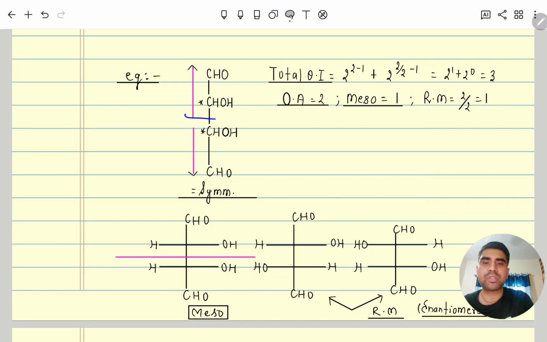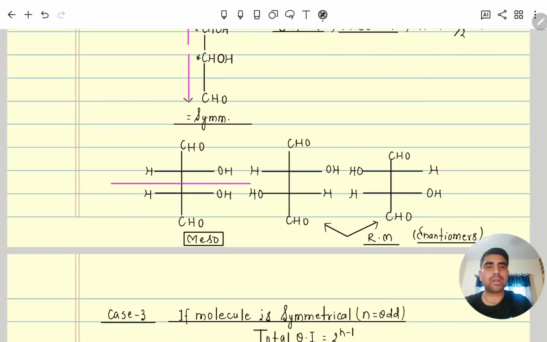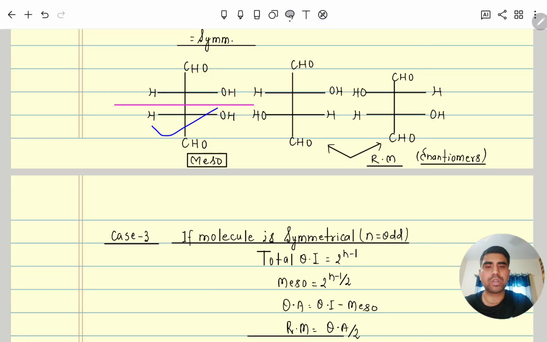So now it has a plane of symmetry, so it is symmetrical, and the total chiral centers are even. So total isomers will be 2 to the power n minus 1 plus 2 to the power 2 by 2 minus 1. So overall 3. In that, optically active will be 2, meso will be 1, and racemic mixtures will be 2 by 2, means 1. So overall 1 meso compound and 2 optically active, means an enantiomeric pair. Here we can see this one is the 1 meso compound and these 2 are optically active, a racemic mixture.